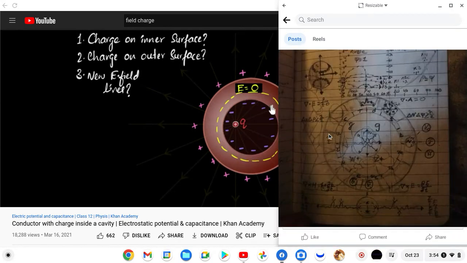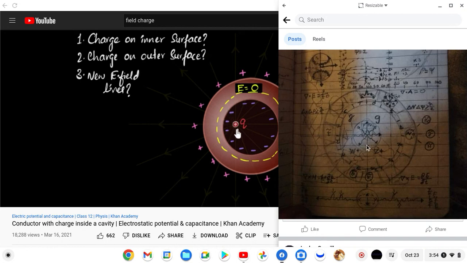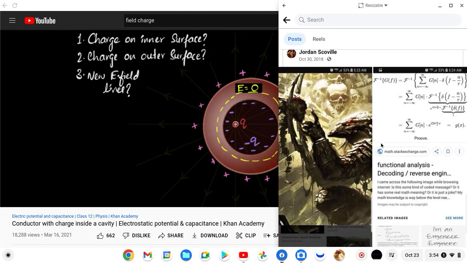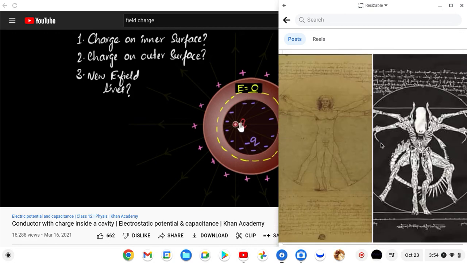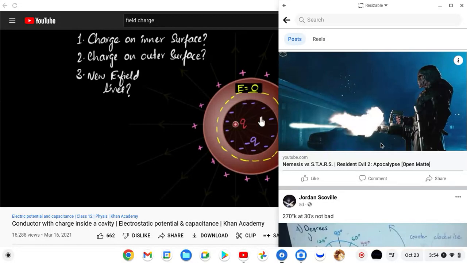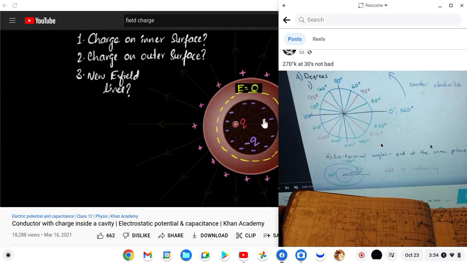If the total enclosed charge must be zero, and I already have plus q inside, then the induced charge on the inner surface must be negative q. And what's amazing is that it doesn't matter where I position this little q. It doesn't matter where I move it, the total induced charge must be negative q.